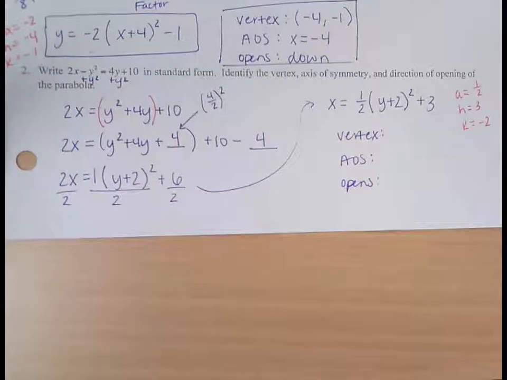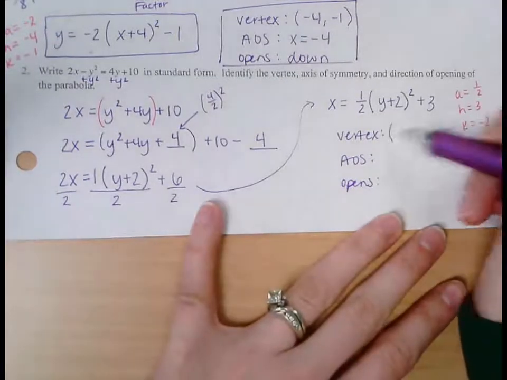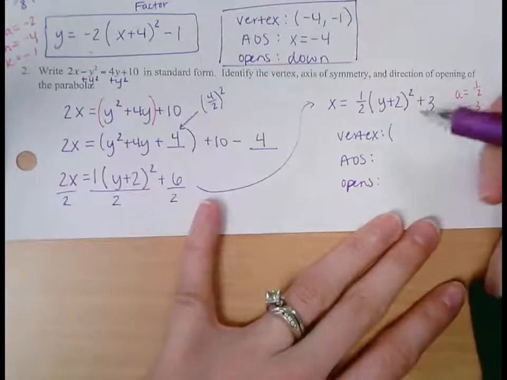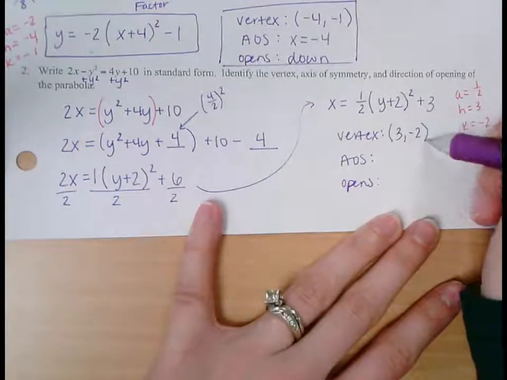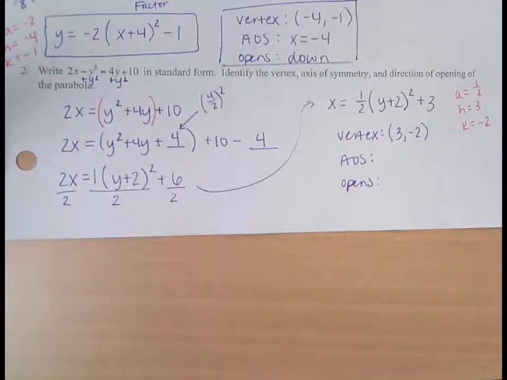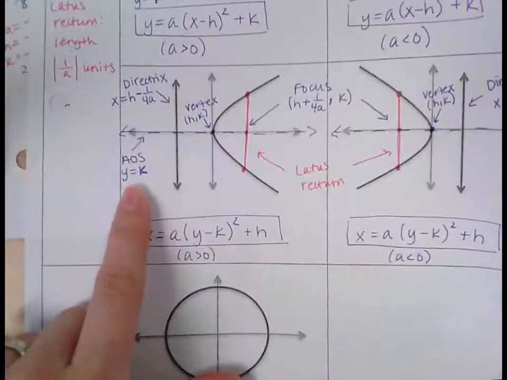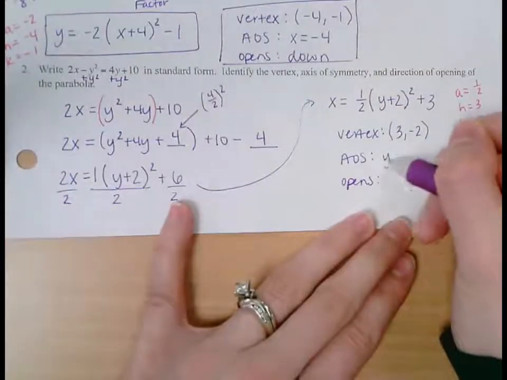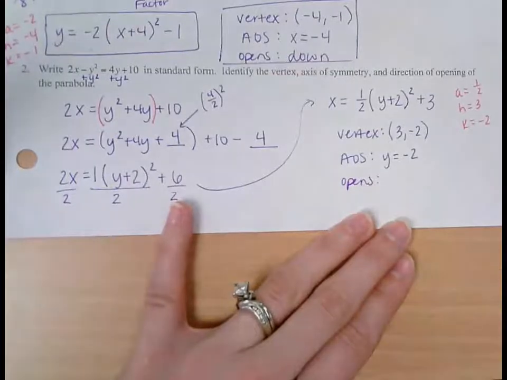So double check, triple check that you're using the formulas correctly. So your vertex is still H, K. So it's 3, -2. Your axis of symmetry is the equation y equals k. So it's y equals -2.